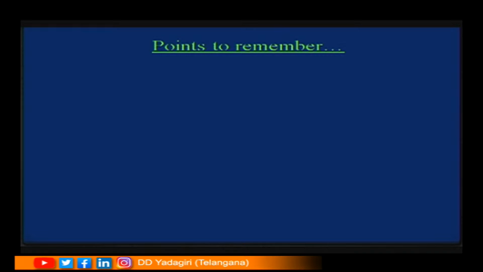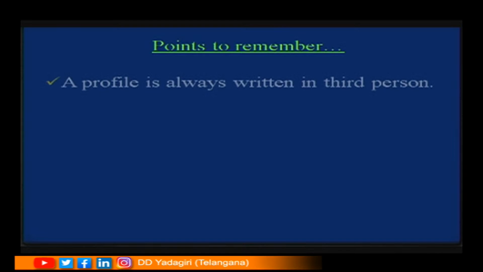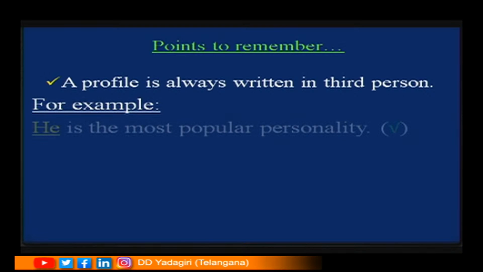And while writing the profile, we should keep these points in mind. A profile is always written in third person. Children, do you know what is third person? Yes, let us see. For example, he is the most popular personality. For instance, you are writing about Mahatma Gandhi. So, you can write he is the most popular personality. You have used the word he, the subject, it is the third person.